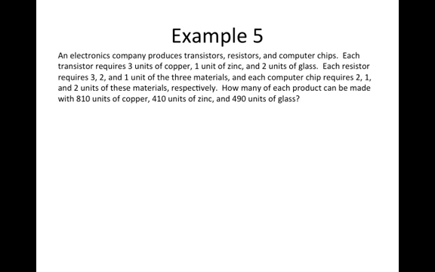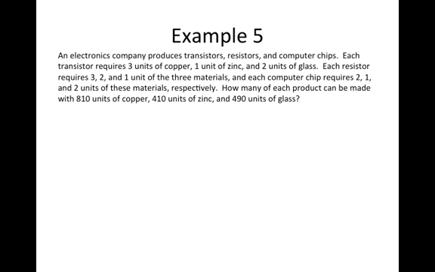Each transistor requires 3 units of copper, 1 unit of zinc, and 2 units of glass. Each resistor requires 3, 2, and 1 unit of the 3 materials, so 3 units of copper, 2 units of zinc, and 1 unit of glass. And each computer chip requires 2, 1, and 2 of these materials, so 2 units of copper, 1 unit of zinc, and 2 units of glass.